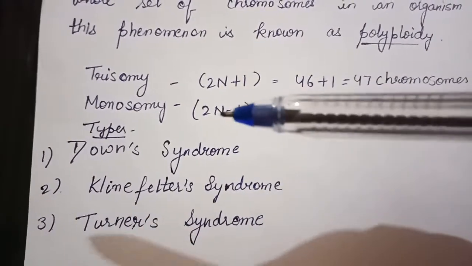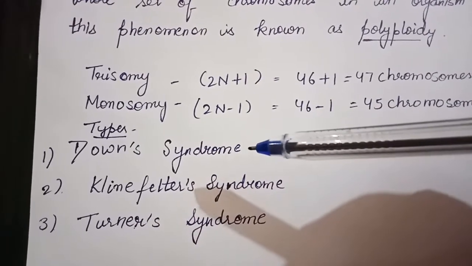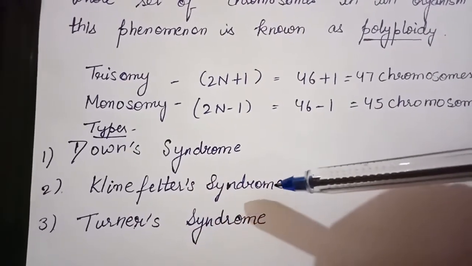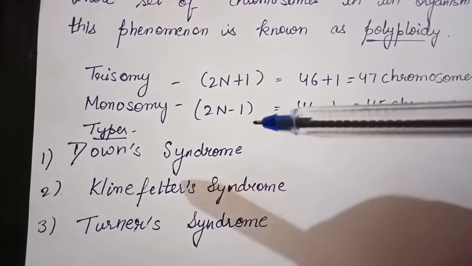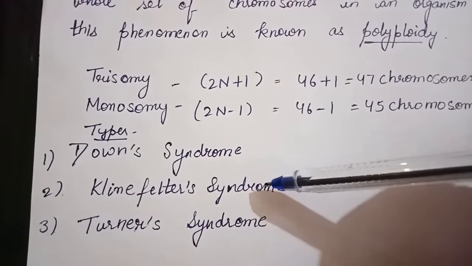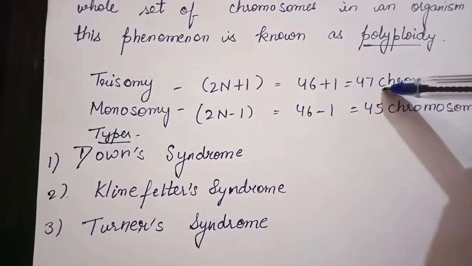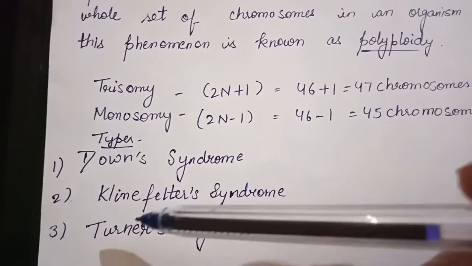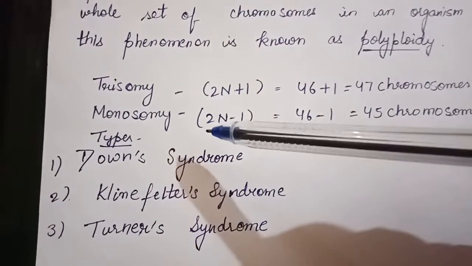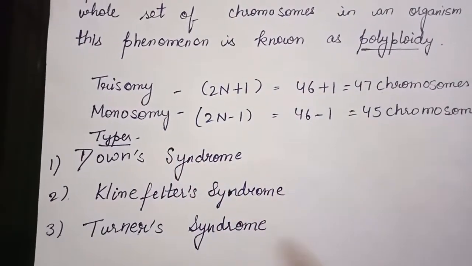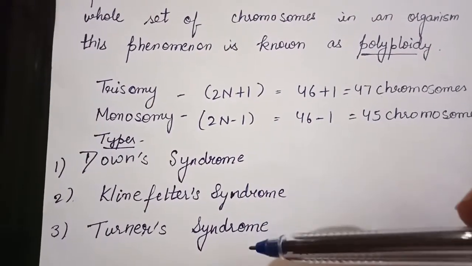Next, there are three types of chromosomal disorders that are in your syllabus. First is Down syndrome. Second is Klinefelter syndrome. Third is Turner syndrome. In the first and second cases, a trisomy condition will be there. Trisomy means that one extra chromosome is present. In the case of the third one, Turner syndrome, a monosomy condition is there. It means that 45 chromosomes are present, one less chromosome in the case of Turner syndrome.